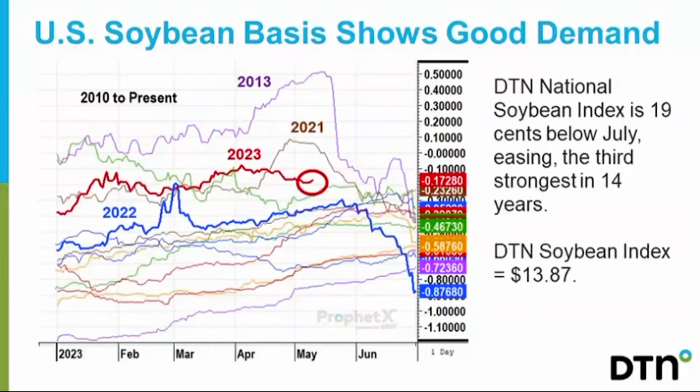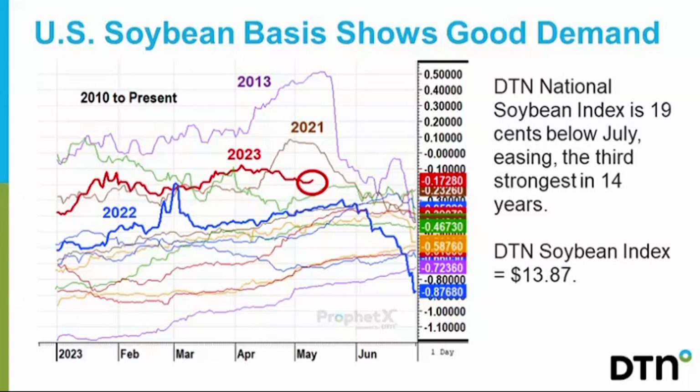Take a look at the soybean basis. It's not quite as strong as corn and hasn't been as strong as corn all season long, but it's still among the most favorable bases for producers that we've seen in a long time. Right now, DTN's National Soybean Index of cash prices is 19 cents below the July contract. So we've seen a little easing in the basis, but it's still the third strongest that we've seen in 14 years. So it's still showing a favorable demand situation. And of course, the exports and the crush have helped that basis hold up very well.